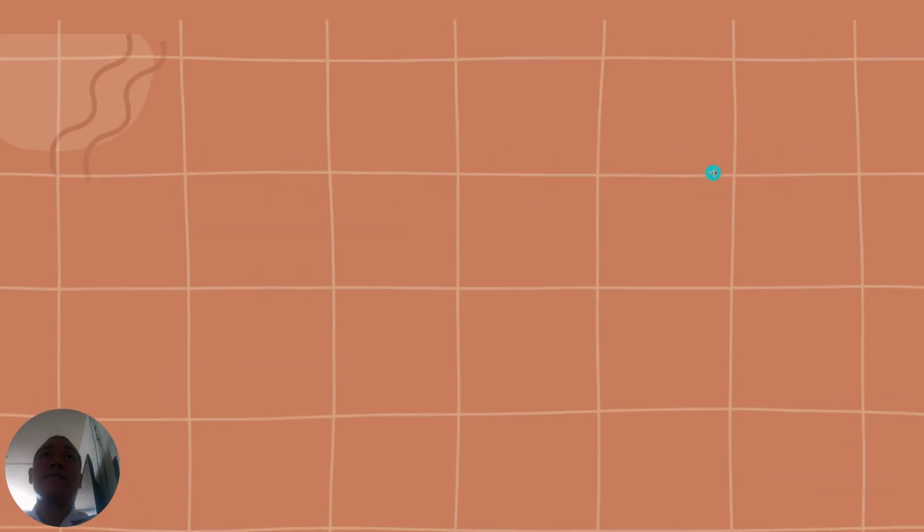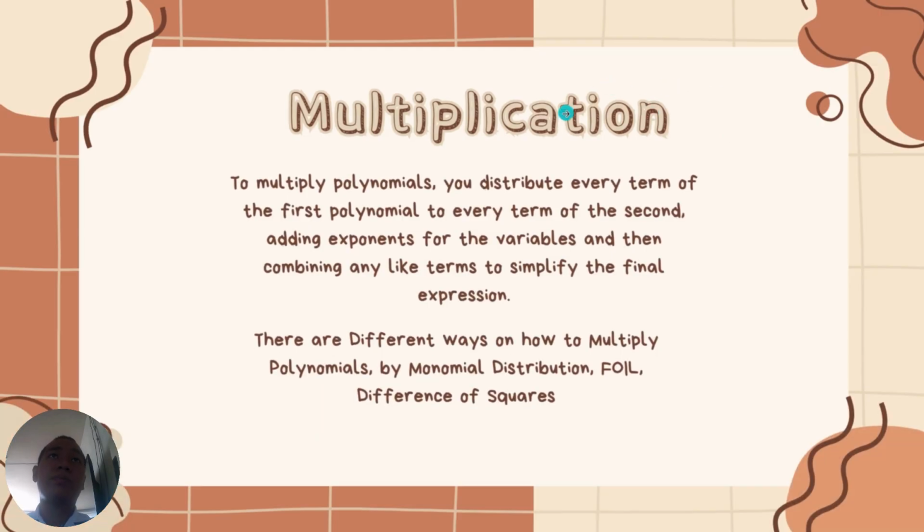Next is multiplication. To multiply polynomials, you distribute every term of the first polynomial to every term of the second polynomial, adding exponents for the variables and then combining any like terms to simplify the final expression. There are three different ways on how to multiply polynomials: monomial distribution, the FOIL method, and difference of squares.